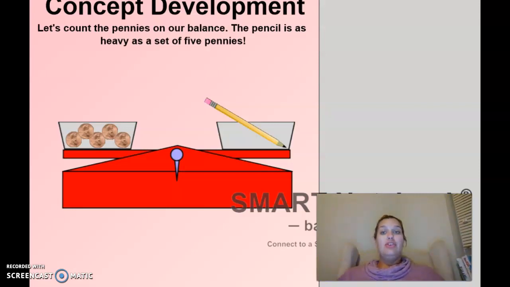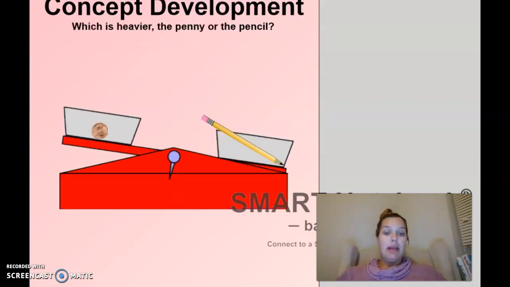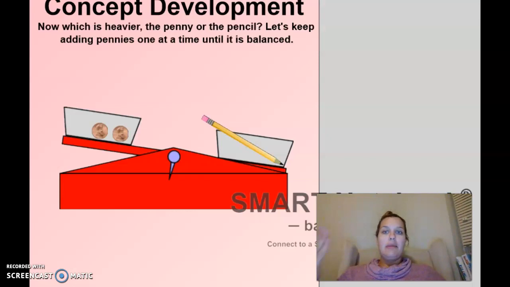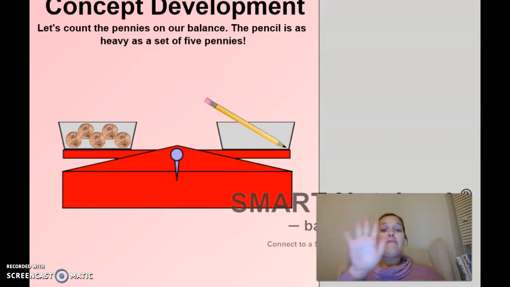So we learned a big vocabulary word today. Balanced. Can you say balanced? And balanced means everything's equal weight. So to get the scale to be balanced, we found that we needed more pennies, remember? We looked at 1 penny. That wasn't enough. I put another one in there. It still wasn't enough. It took 5 pennies to balance our pencil.